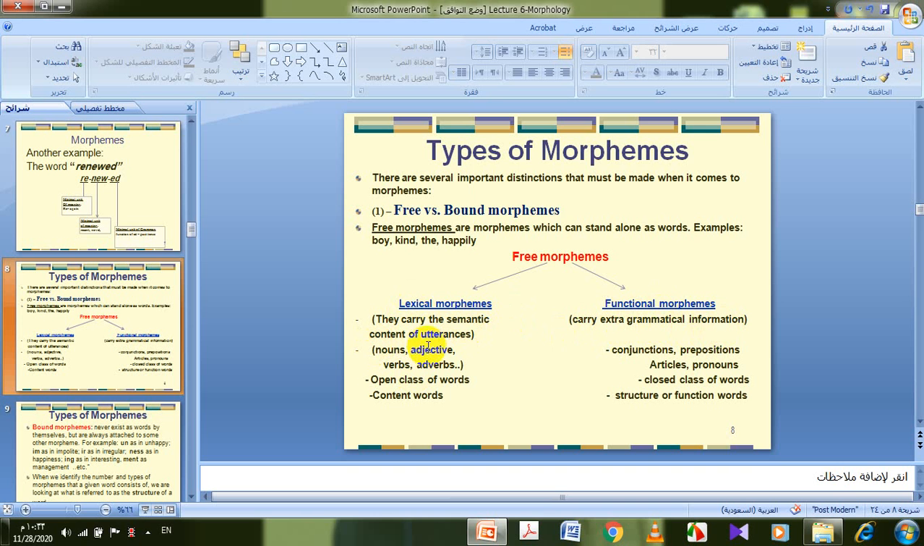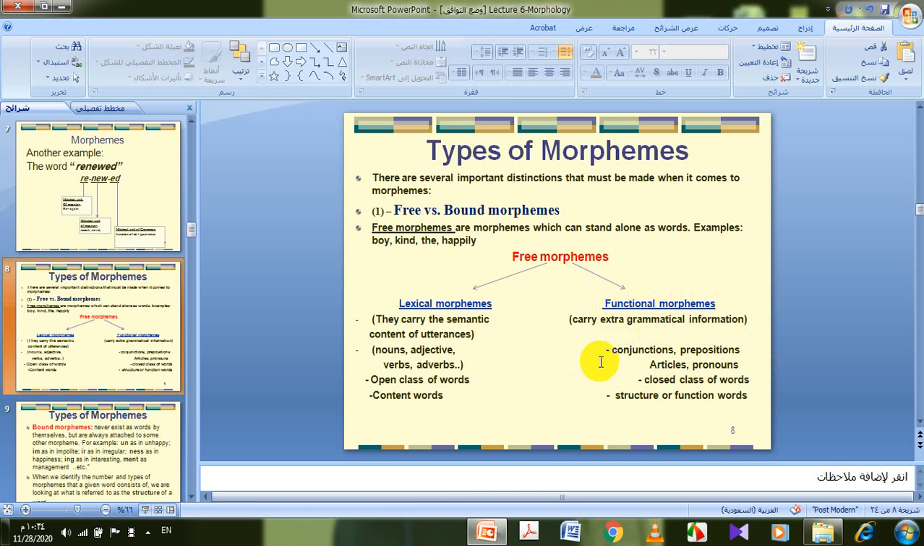Let's have a deeper look. Lexical morphemes like nouns, adjectives, verbs, adverbs. Here, functional morphemes like conjunctions, prepositions, on, in, at, articles like the, and pronouns. So these are related to grammar. The only function of those morphemes is grammatical.